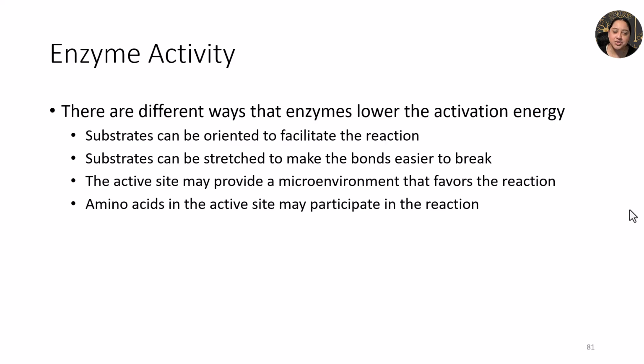And so how do these enzymes lower the activation energy? So substrates can be oriented in certain ways to facilitate the reaction. Substrates can be stretched to make the bonds easier to break. The active site might provide a microenvironment that helps favor this reaction. And then the amino acids in the active site might even participate in the reaction. So it just depends on the enzyme, how it's actually lowering this activation energy. But it's doing something that makes this reaction want to happen.